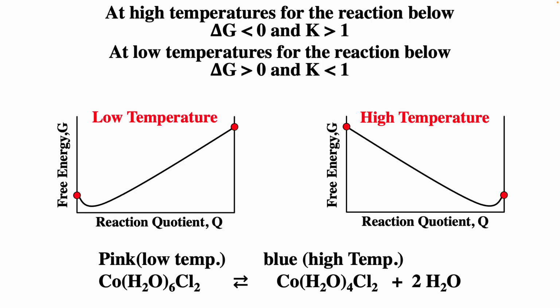And so it's kind of interesting. We can think about it as at low temperature, our plot looks like this. Reactants are more stable. And then as you increase the temperature, what's happening is the reactants' free energy is going up, the products' free energy is going down. The minimum is going to higher Q.